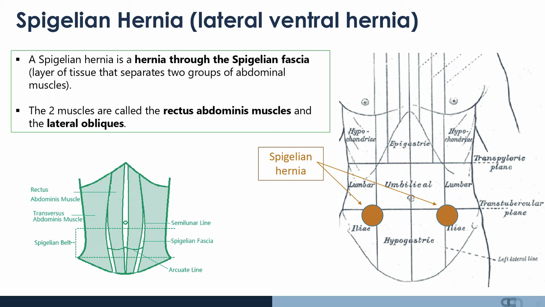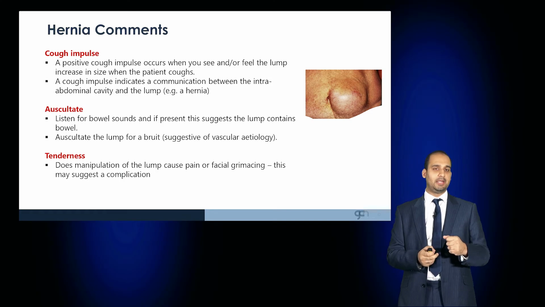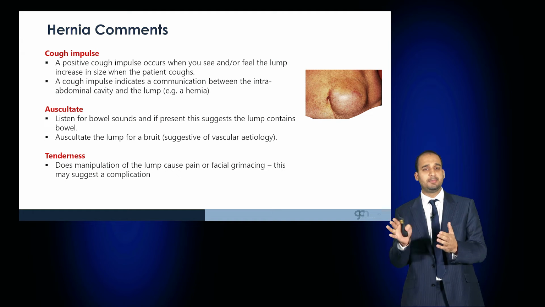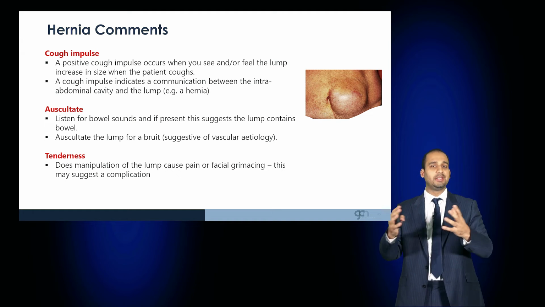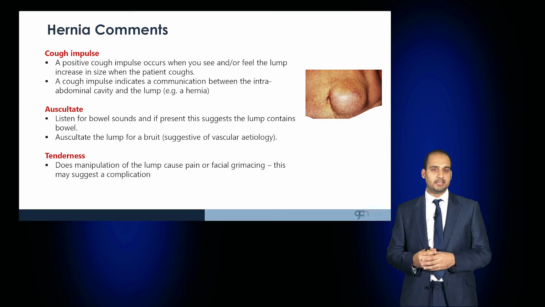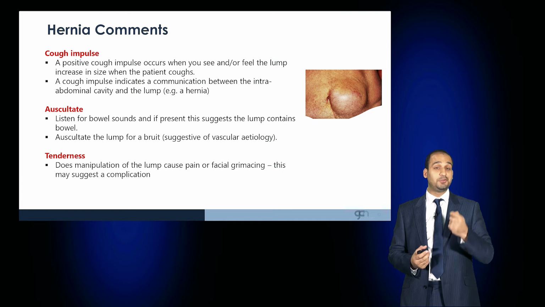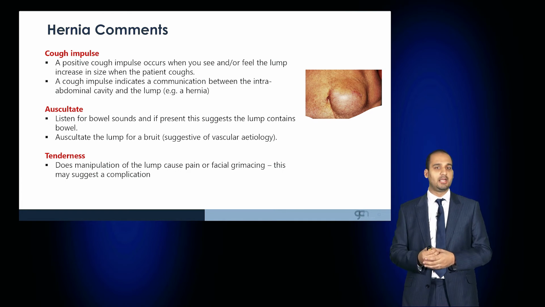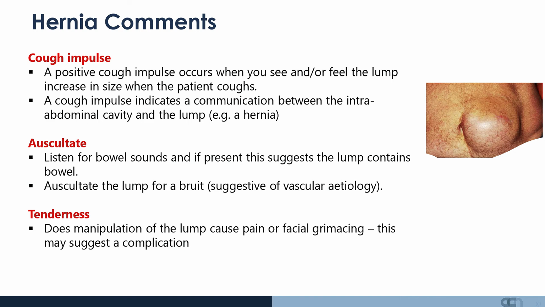If you do see a hernia, then ask the patient to cough, and you should see the cough impulse transmitted through the hernia. The lump should increase in size, and that indicates that there's a communication between the intra-abdominal cavity and the lump. Auscultate the hernia, and you should hear bowel sounds, and that would confirm that the hernia contains bowel. If, however, you hear a bruit, then that could suggest that the lump is of vascular origin.